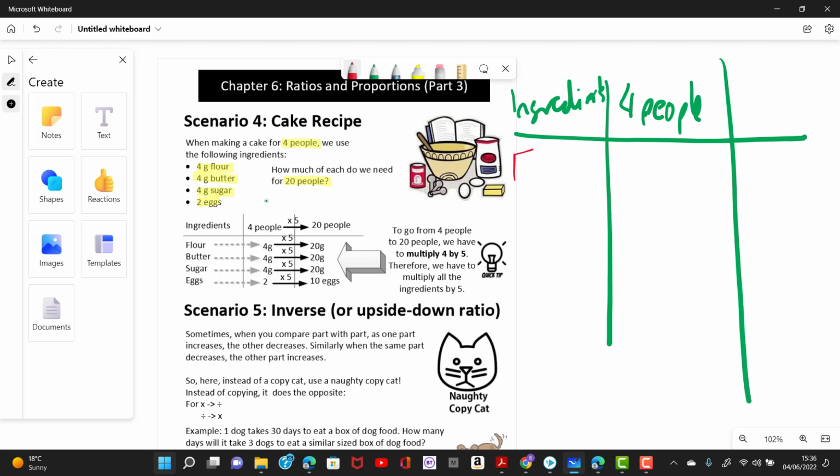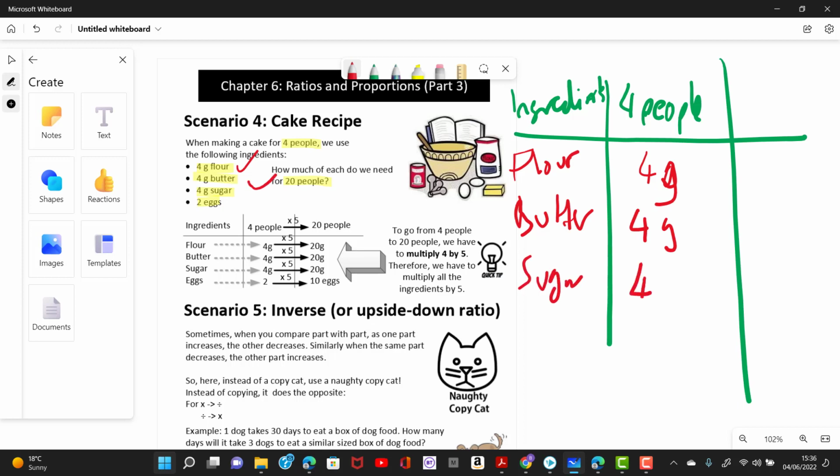It says flour. How much do we need for 4 people? 4 grams of flour. For butter, for 4 people, we need 4 grams again. For sugar, we need 4 grams again. And for eggs, we need 2 eggs. Now the question is, how much is it for 20 people?